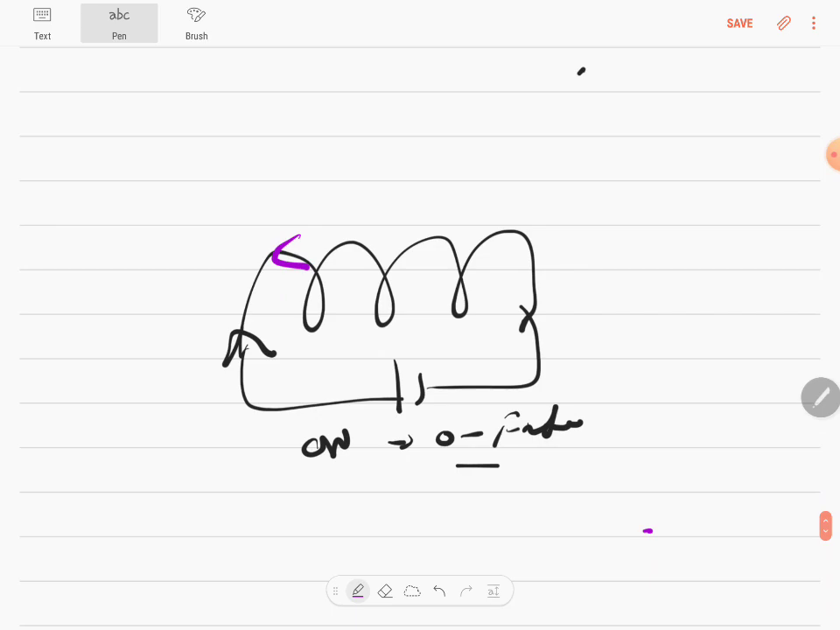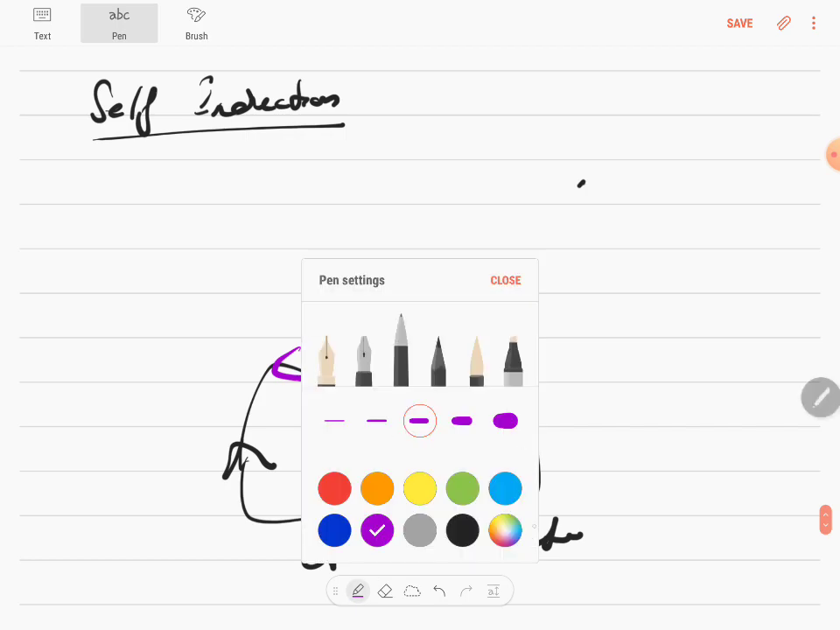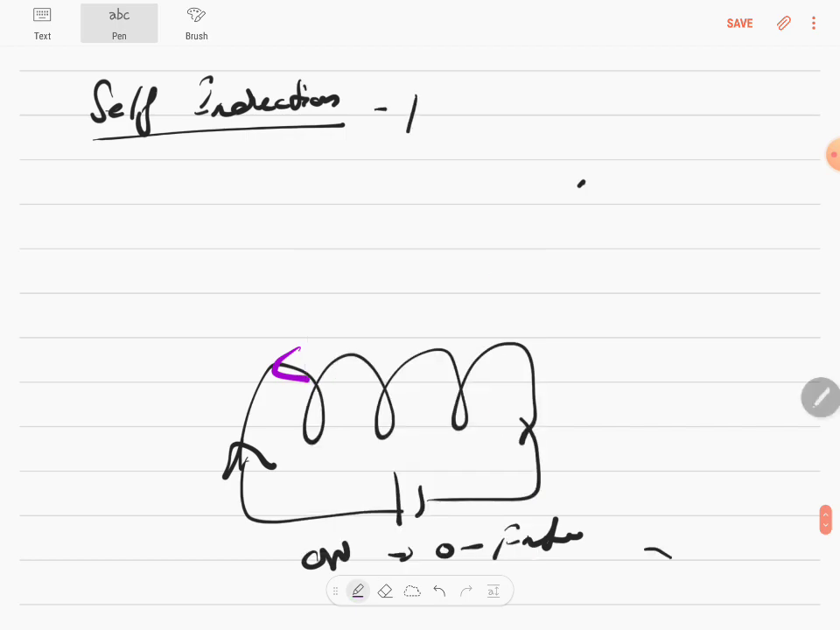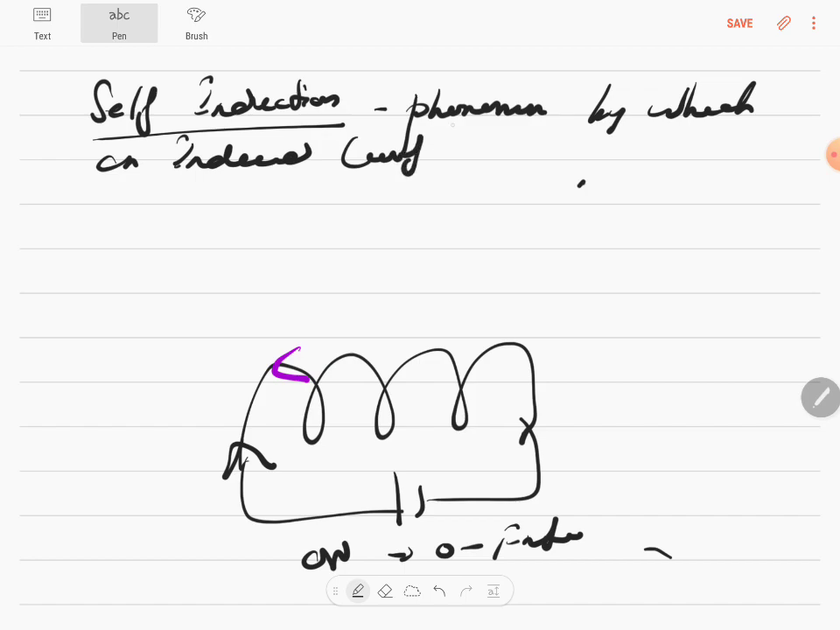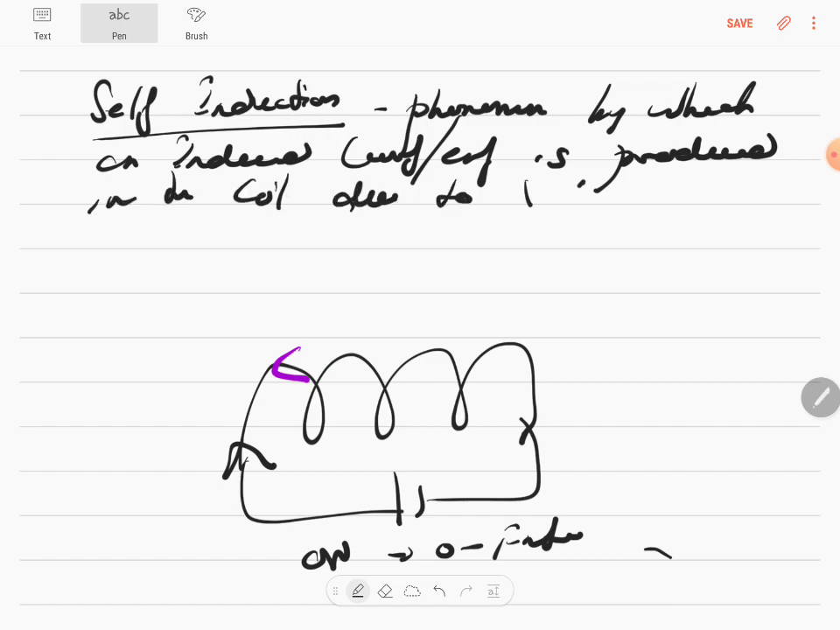This phenomenon by which induced current is produced in the coil due to varying current in itself is self-induction. Self-induction is a phenomenon by which an induced current or EMF is produced in the coil due to varying current in itself.